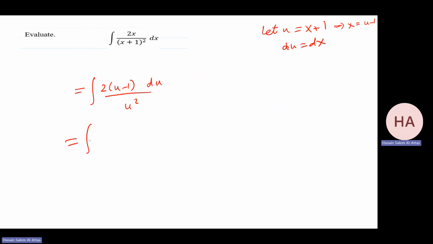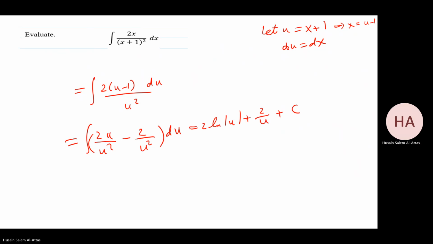Now it will be 2u over u squared minus 2 over u squared du. That is 2 over u, so it will be 2 ln of u plus 2 over u plus c. I have 1 over u minus 2 over u squared. What's the integral? It will be 2 over u. So that will be 2 ln of absolute value x plus 1 plus 2 over x plus 1 plus c, which is this one.